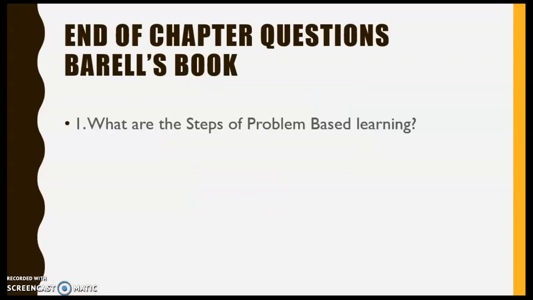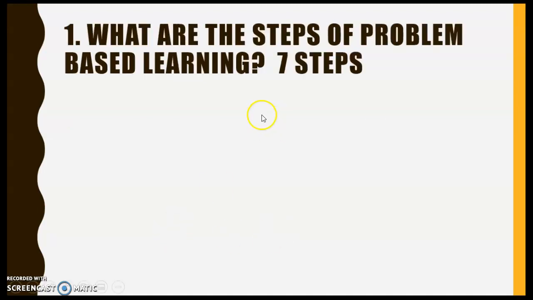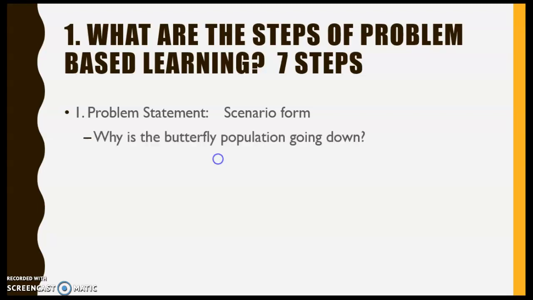First, part of the assignment was end of the chapter questions in Barrell's book. So I chose for the first chapter, what are the steps of problem-based learning? In essence, there are 7 steps. The first one is you have to have a problem statement, usually in scenario form.